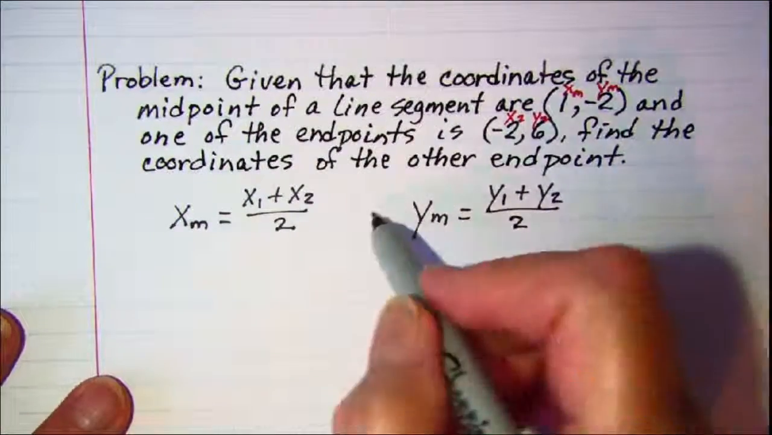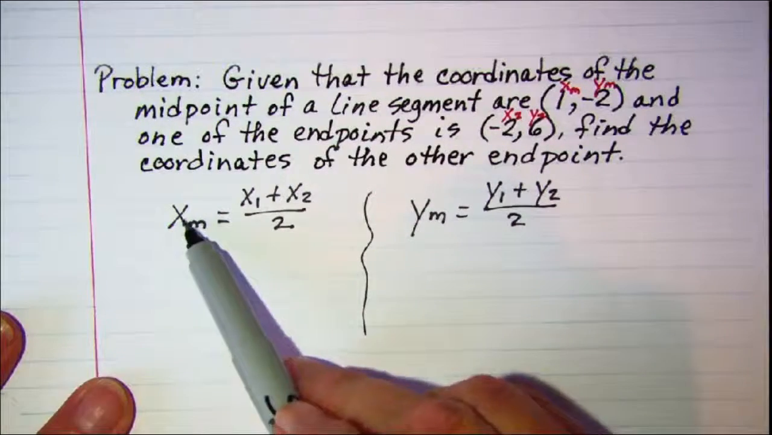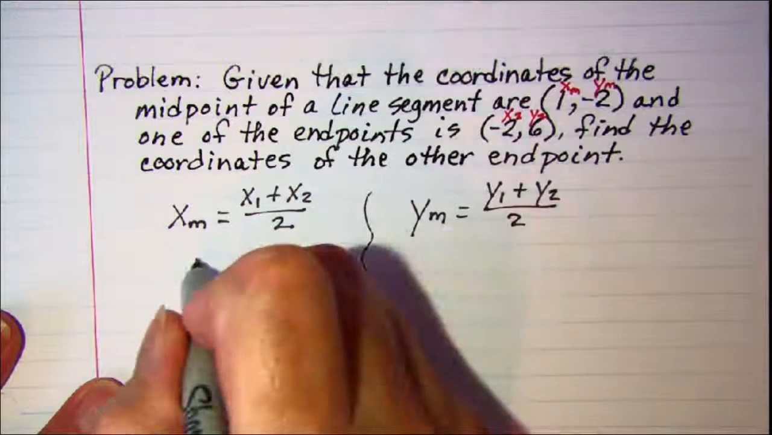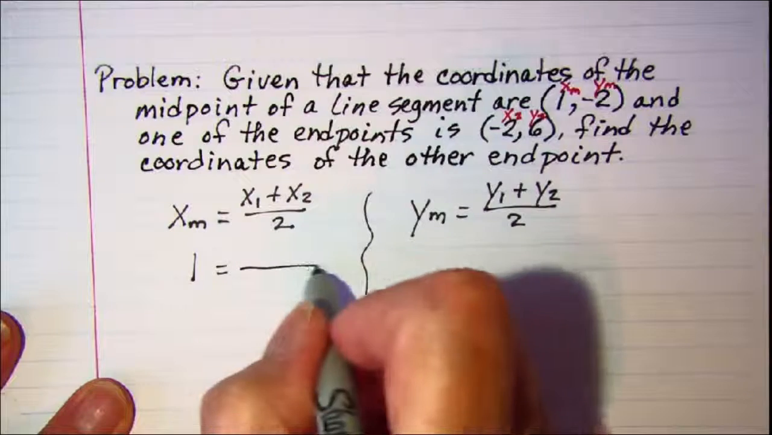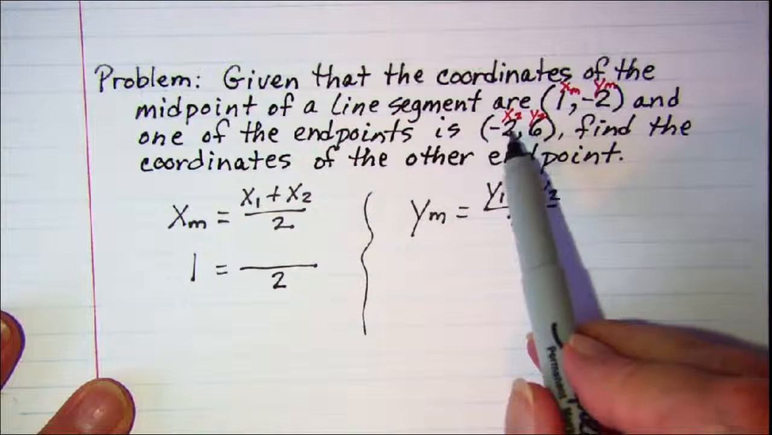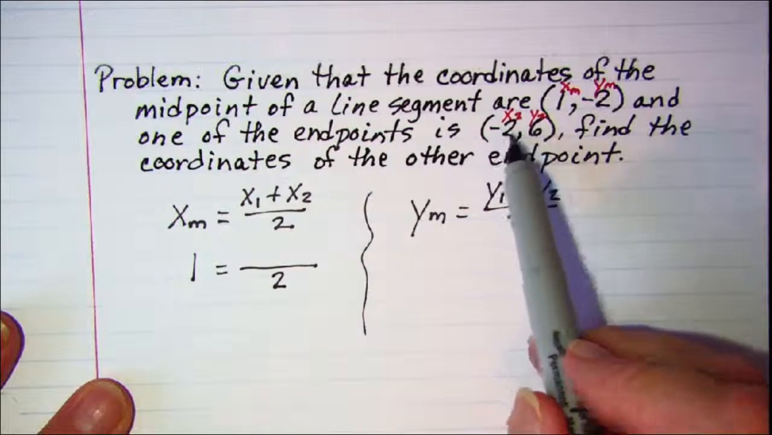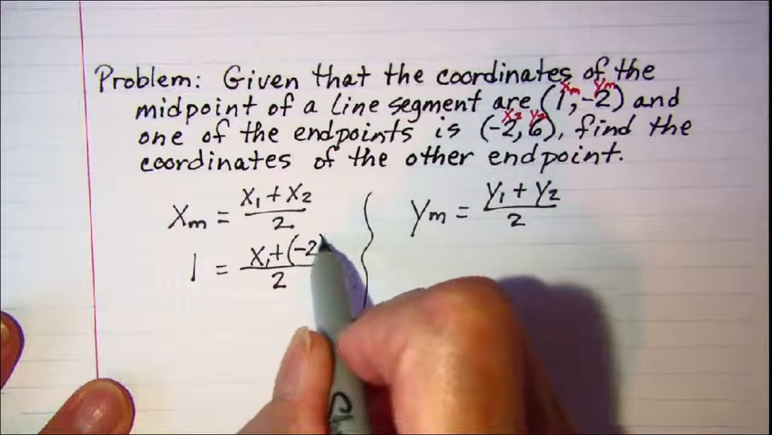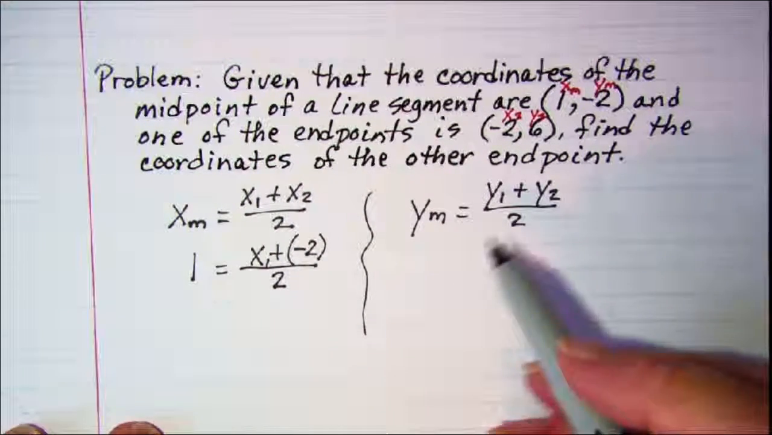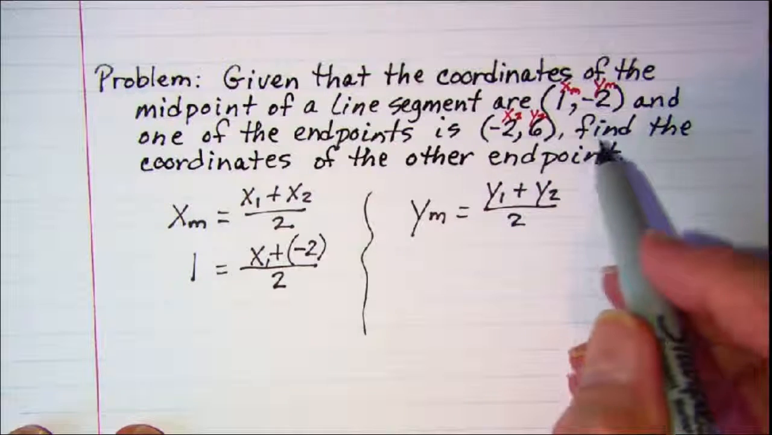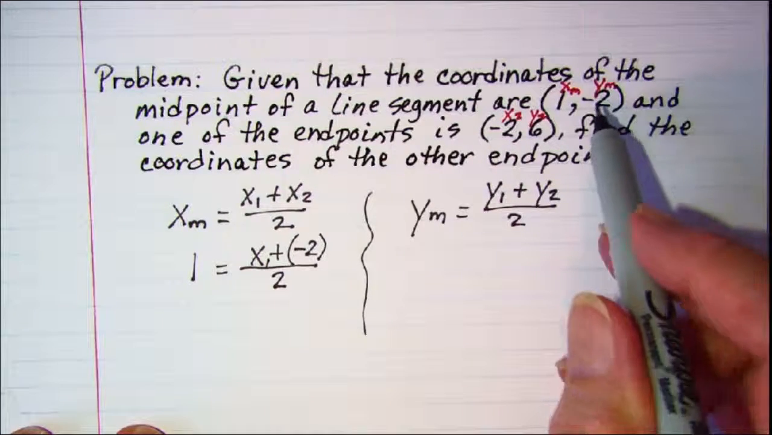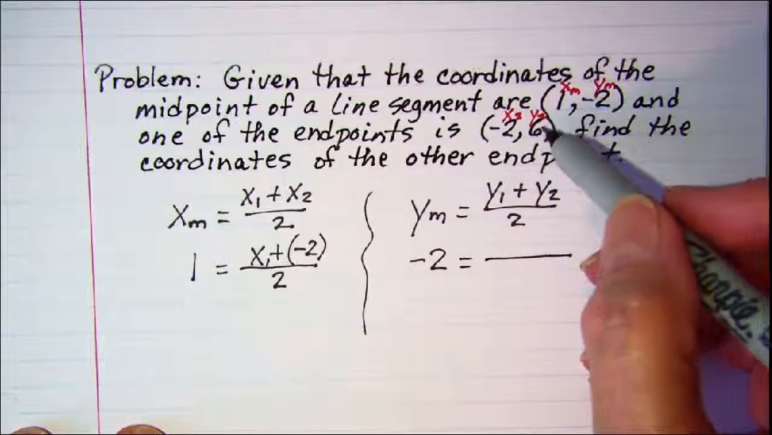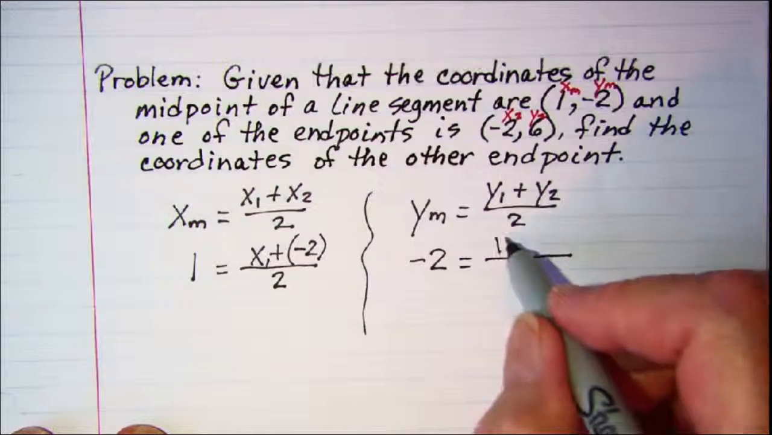So now if we sub in our values that we know, x sub m is the x-coordinate of our midpoint, which is 1. And then we're given x sub 2 is -2, and we're looking for this one. Let me go ahead and fill out the equation here on this also. My y-coordinate of my midpoint is -2. And y2 is given as 6.